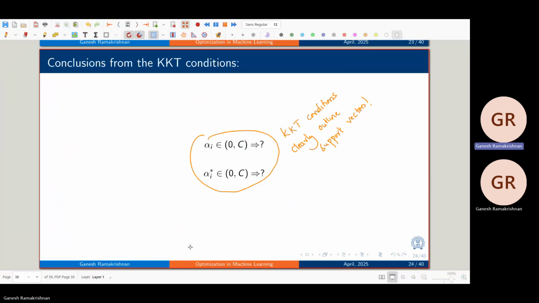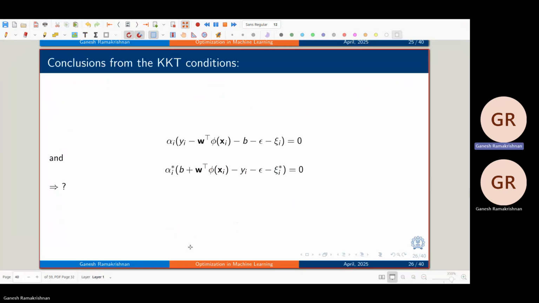Alpha i's can be equal to 0 also. I'm saying those points will not be on the support vector. Those can be anywhere else. All we are trying to say is if alpha is between 0 and C, then those will correspond to these points on the supporting hyperplanes. That's all. That's the interpretation. Other alphas can be anywhere. But this gives you a sparse solution, I mean, a sparse set of support vectors which can be used to compose, right?